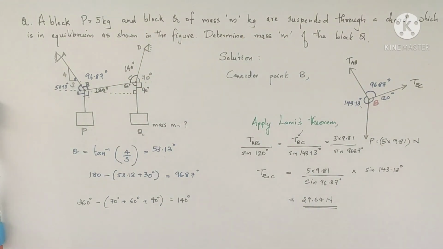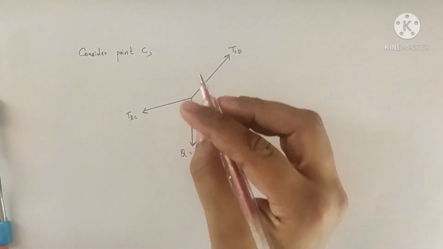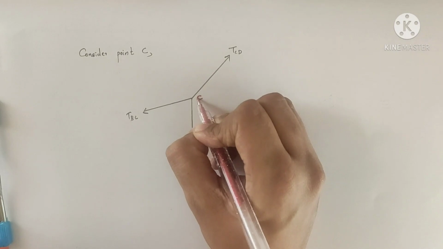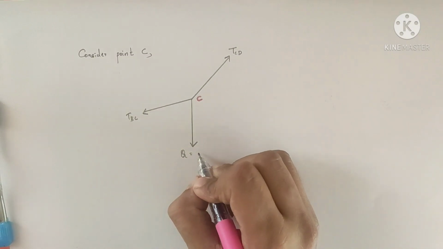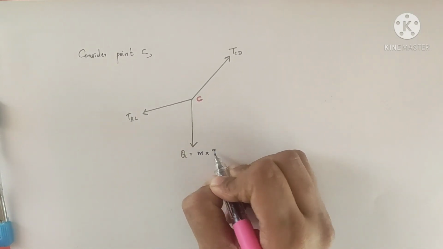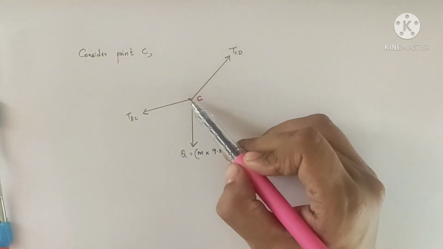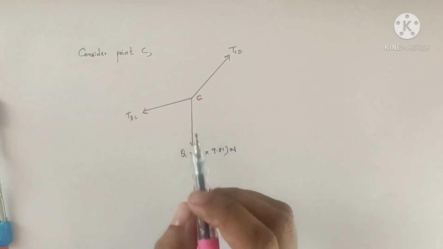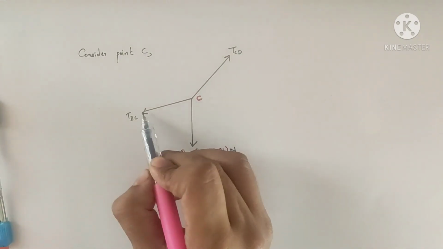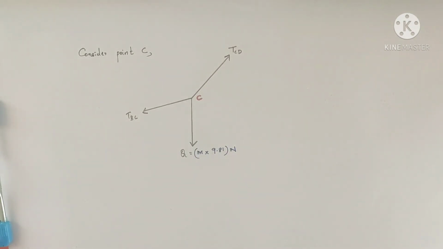So we'll draw the forces acting at point C. So here we are considering the point C. There are three forces acting at the point C. The weight Q is acting downwards. So mass M is given. To convert it to weight, we multiply into 9.81 Newton. Okay. Now we have TCD, that is the tension acting in the chord CD. We have TBC, which is the tension acting in the chord BC. This is TCD and this is TBC. Okay. So now we have identified the forces.